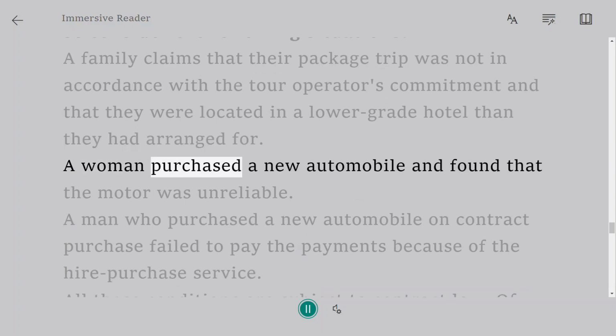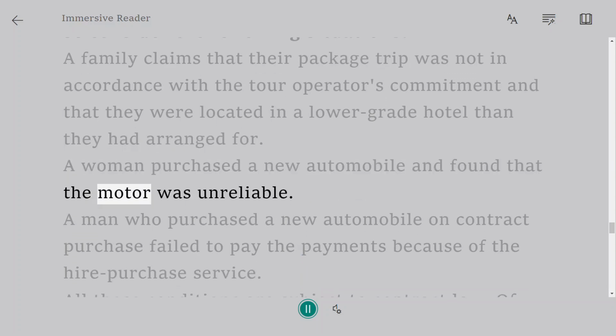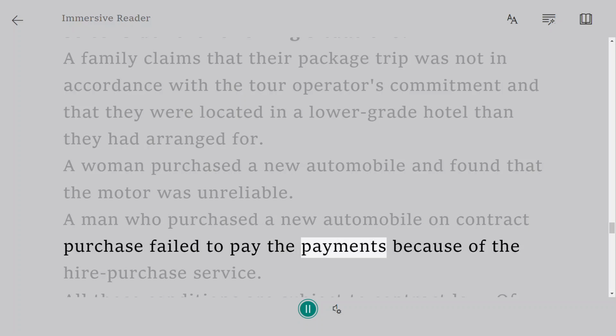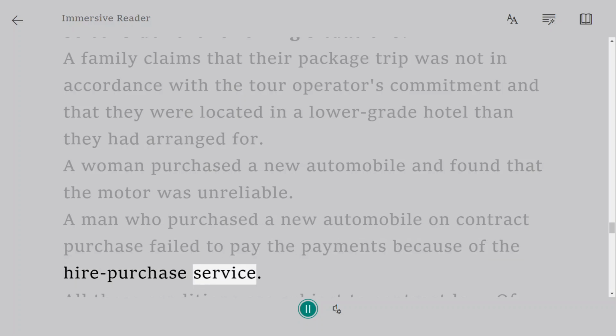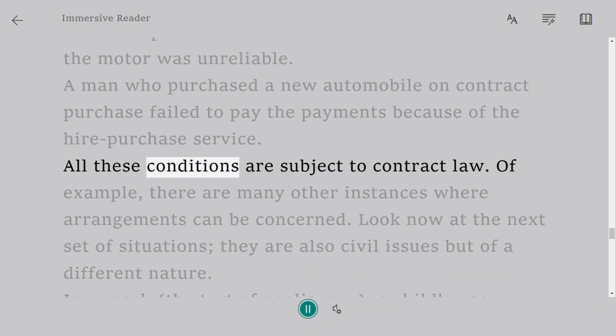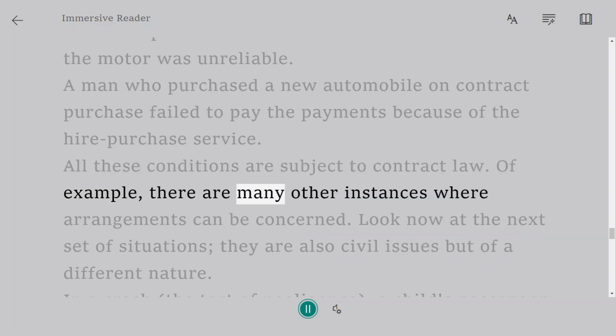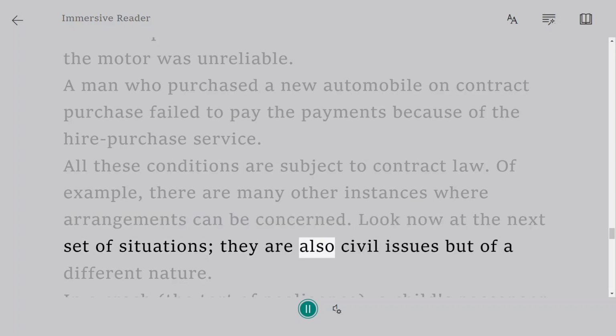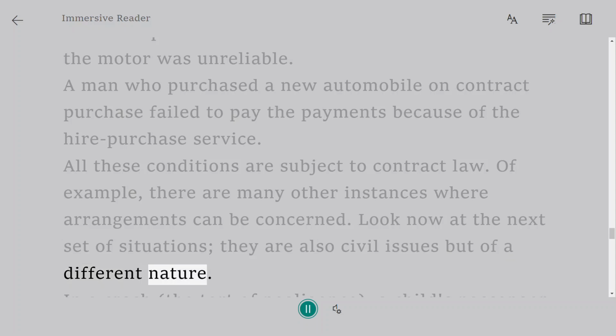A woman purchased a new automobile and found that the motor was unreliable. A man who purchased a new automobile on contract purchase failed to pay the payments because of the hire purchase service. All these conditions are subject to contract law. Of course, there are many other instances where arrangements can be concerned. Look now at the next set of situations. They are also civil issues but of a different nature.